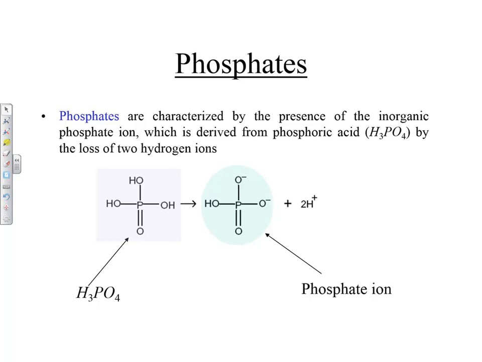Another important group of molecules that we'll have to look at are what are called phosphates, right? Phosphates are characterized by the presence of the inorganic phosphate ion, right? Which is derived from phosphoric acid that has the formula H3PO4 by the loss of two hydrogen ions. So you have H3PO4, that is phosphoric acid. It can lose two hydrogen ions and you get this ion with two negative charges. That's the phosphate ion. Okay.